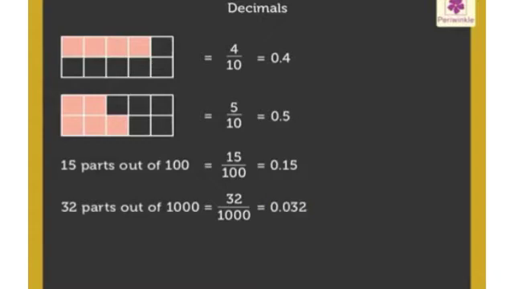The numbers 0.4, 0.5, 0.15 and 0.032 are called decimal numbers or decimals.